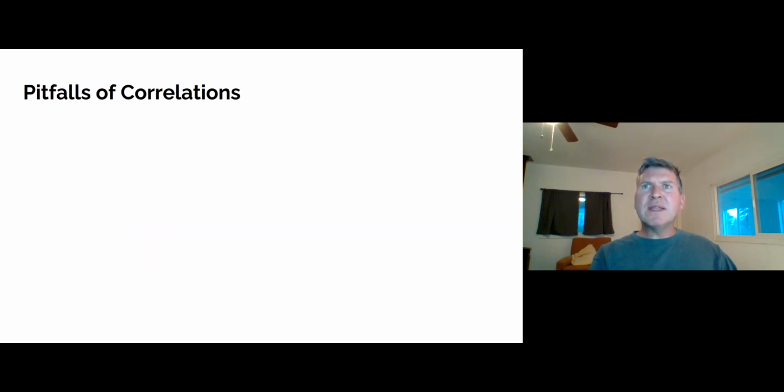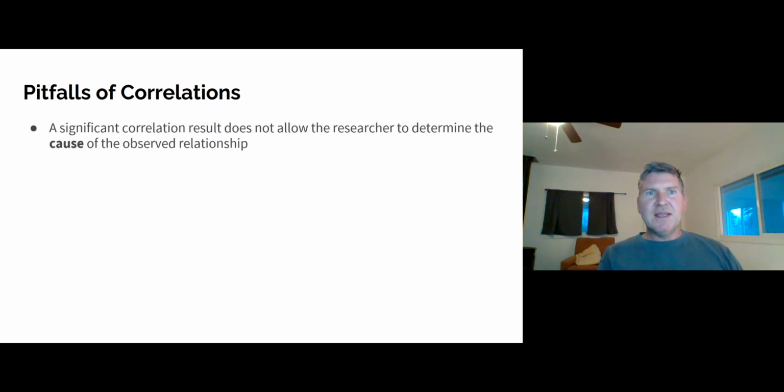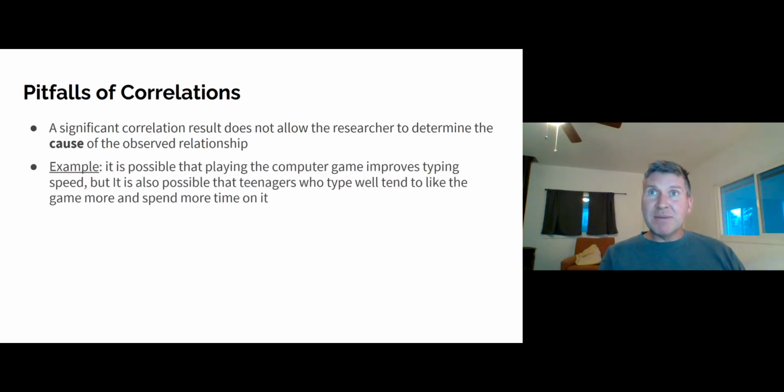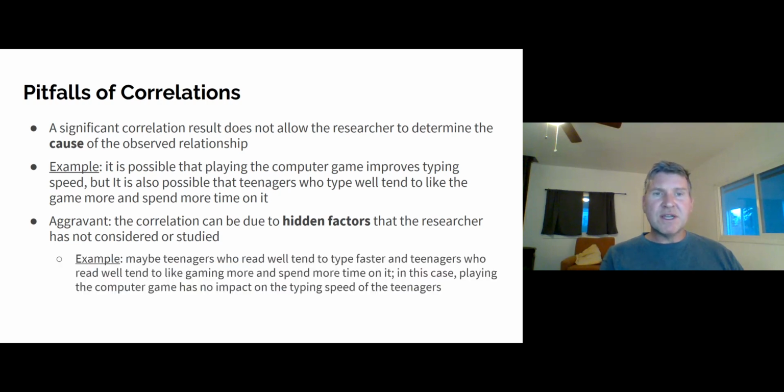However, before we look at the third one, we need to talk about some of the pitfalls of correlations. A significant correlation result does not allow the researcher to determine the cause of the observed relationship. It's possible that playing the game improves the typing speed, but it's also possible that the teenagers who type well tend to like to play the game more and spend more time in the game. So the correlation could be due to other factors, we call them hidden factors, that the researcher hasn't even considered or studied.